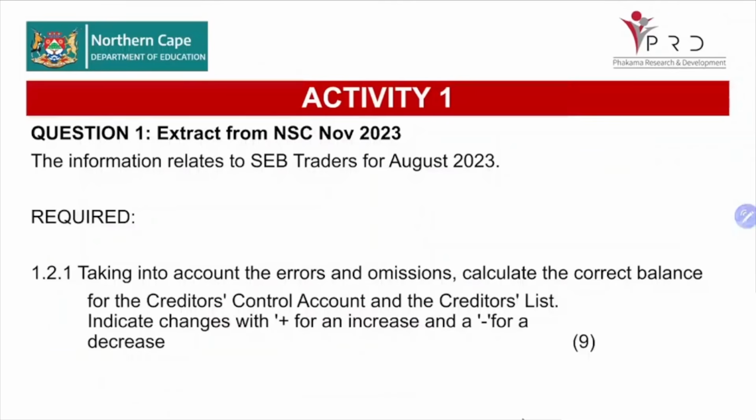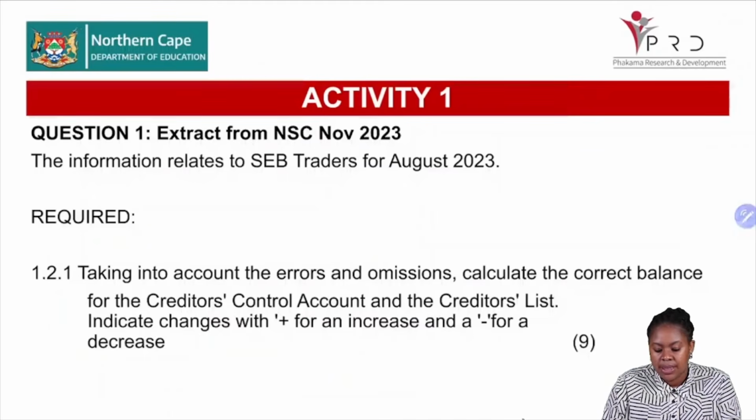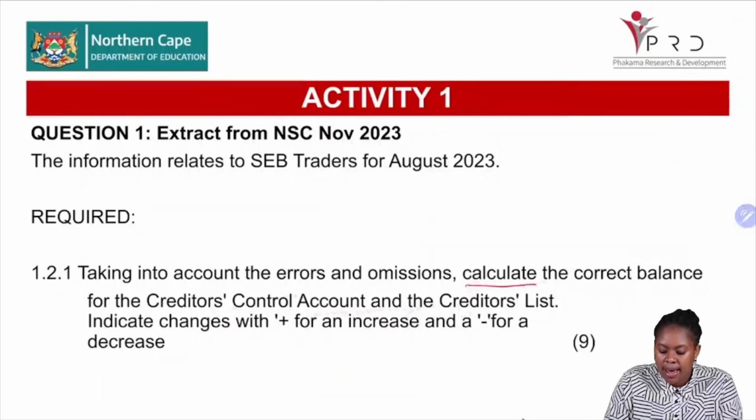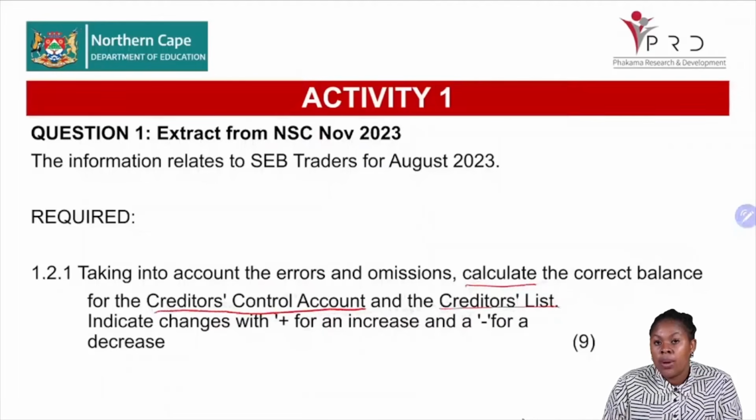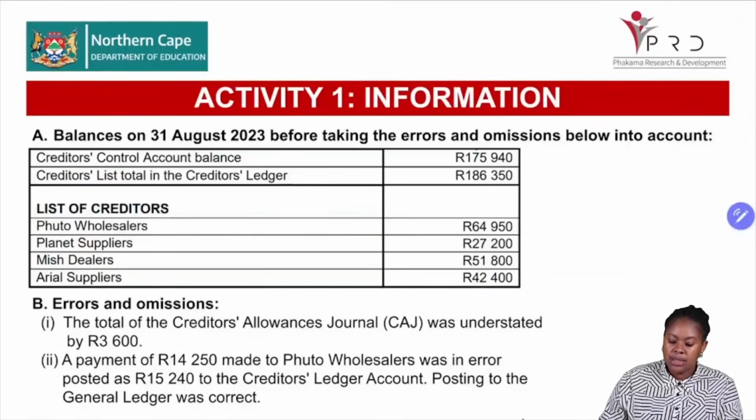Right, now it says there, the information relates to SCB traders for August 2023. Taking into account the errors and omissions, calculate the correct balance for the creditors control account and the creditors list. So this is a comparison within the company. Do you see? We are checking our books. We are ensuring that what we have recorded is 100%. And then they say you must indicate whether positive or a negative if there is a decrease. All right. Then the information says the following.